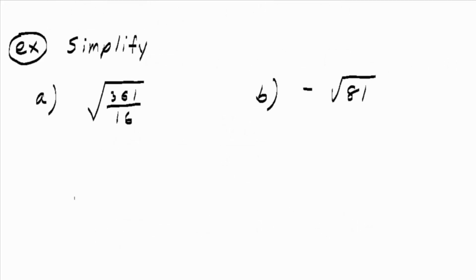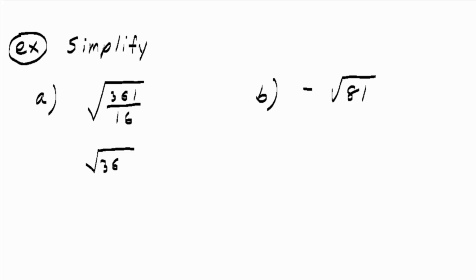In part A, simplify the square root of 361 over 16. So that last property I wrote down involving the quotient, the nth root of a quotient, basically says the nth root of a quotient is the quotient of the nth roots. In this case, n is 2. It's a square root. When it's 2, you don't see it written down, do you? So how does this break up? The square root of 361 over 16 breaks up to be what?